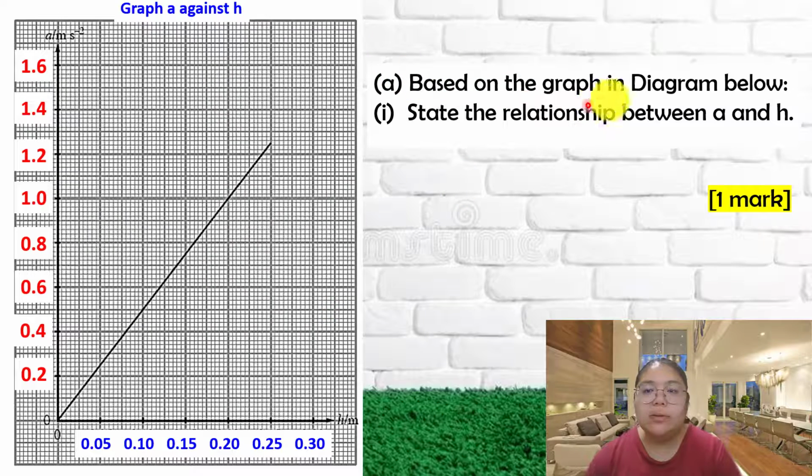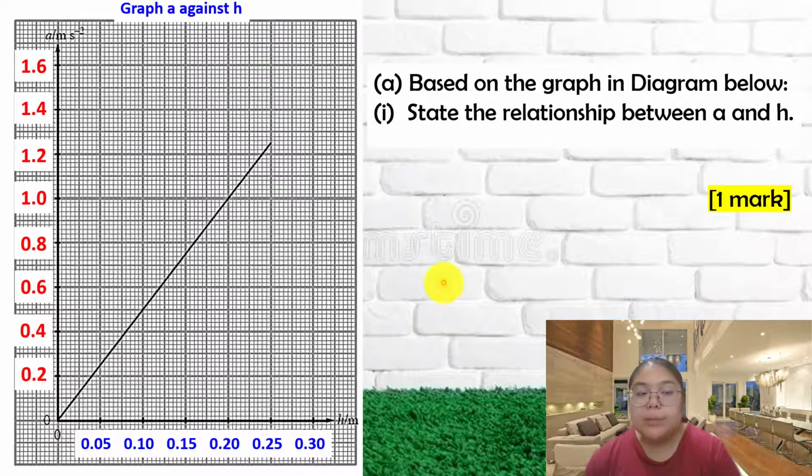Okay, first one, relationship. Okay, almost the same as just now. So this one should be the graph of a against h. We see the units first. The h is in meters. Then the a is in meters per second squared. Okay, this one is the acceleration. So from here, what's the relationship? Can you see they pass through the origin? Okay, they pass through the origin, so we must answer directly proportional.